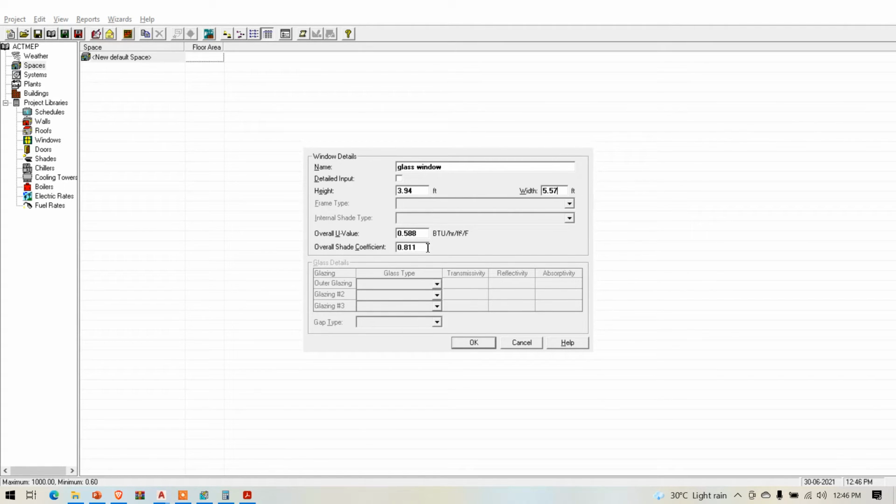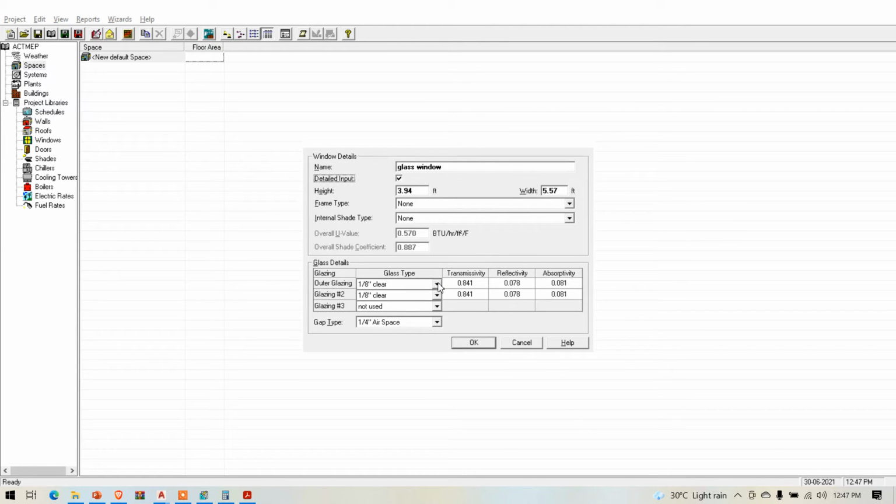The overall shade coefficient is nothing but the shading outside the window. If you have any shades, the shade coefficient value we have to consider. And here they are asking for the glass details. Here we have an option called detailed input. If you select this detailed input, these glass details will be activated. For that we have to ask the glass people what type of glass they are going to install in the window. Some people use clear glass, some use layered glass, some use high thick glass. So whatever type of glass it is, we have to consider it over here.